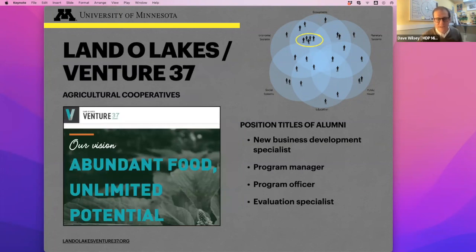Locally, we have Land O'Lakes, which is a historic dairy cooperative that also has an international development division called Venture 37. A number of our alum have gone to work for that Venture 37 arm, working on new business development, program manager, program officer. Those middle two are probably the initial job title for most of the people who come out of the program. Program officer, program specialist, program manager, some version of that as kind of the path into the career.